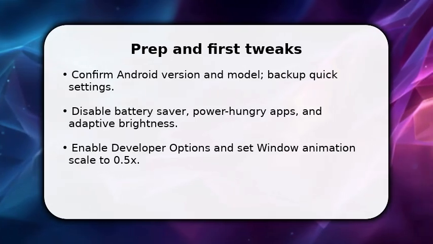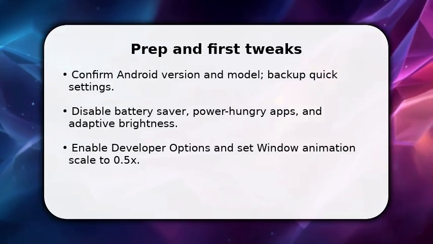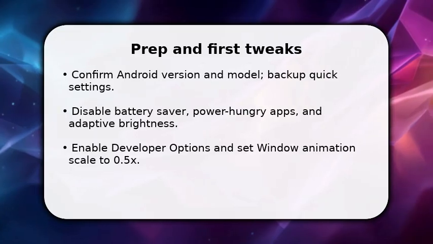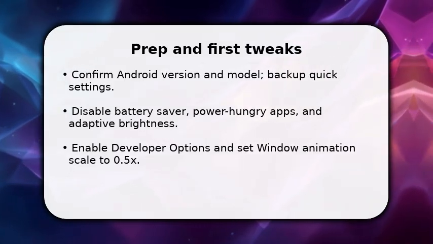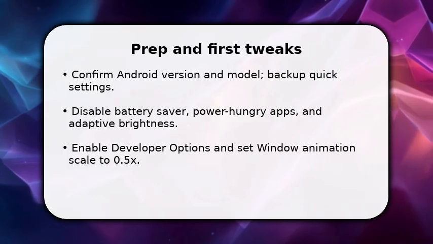Enjoy the video. You start by confirming your Android version and model so you know what settings are available. Once you have that, disable battery saver and close heavy background apps to rule out CPU throttling.